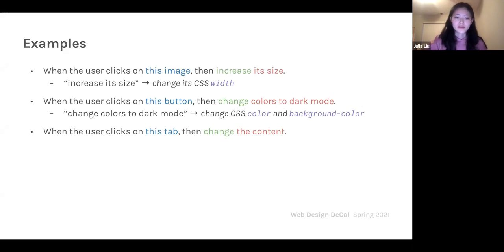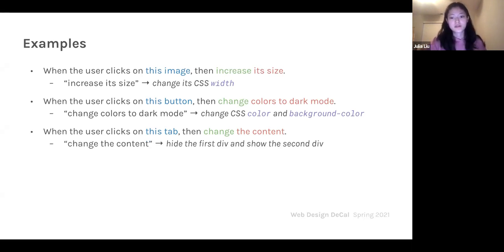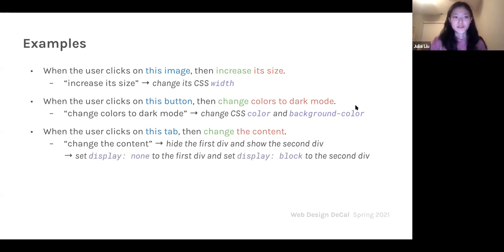When the user clicks on a tab, they want to change the content that the user sees on the web page. And that could mean hiding the first div element and then showing the second div element. And if you want to go into more detail about how this works, you basically set display none to the first div and then set display block to the second div.